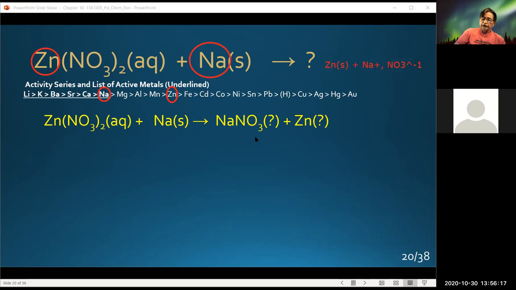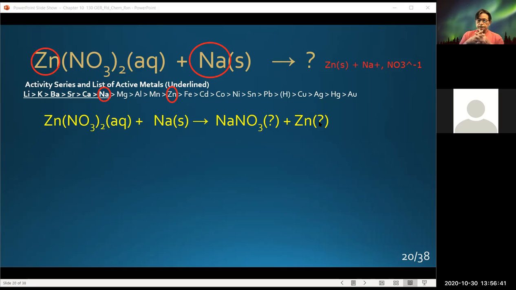Now, I don't know about sodium nitrate. I use the solubility rules. If I go in there, the fact that I got sodium written first, that's part of the big 4. Any sodium is automatically soluble. Okay, so I got that worked out. I got aqueous for sodium nitrate and solid for zinc.